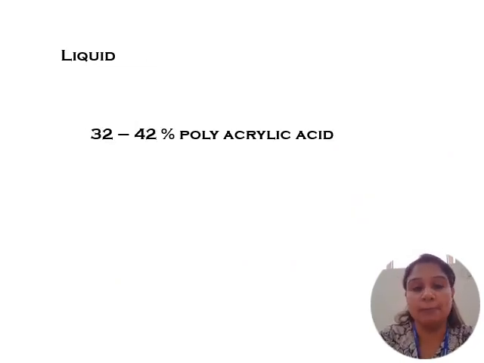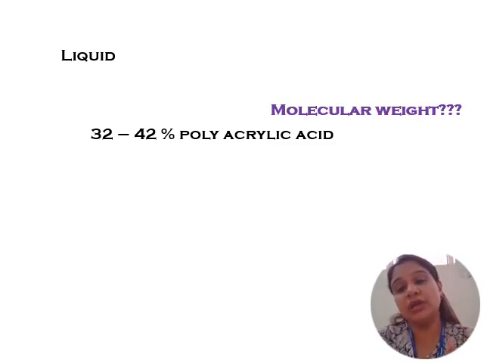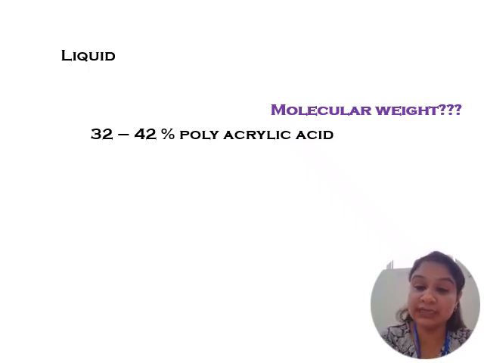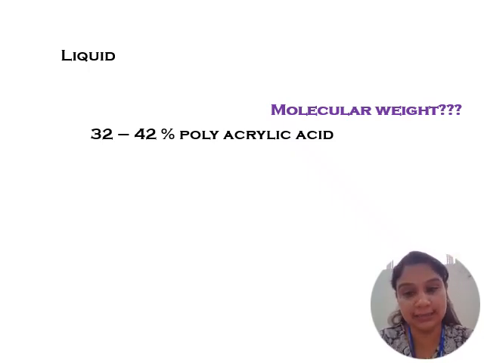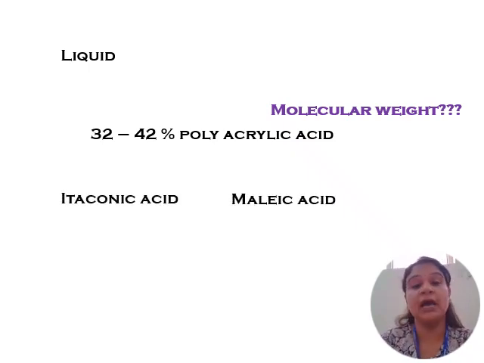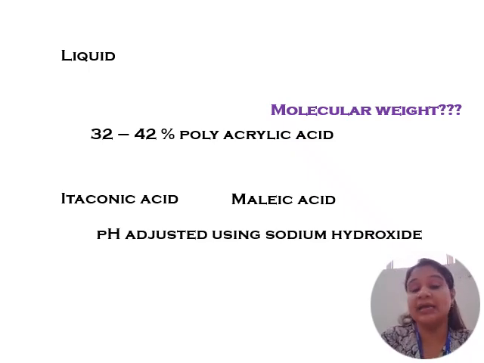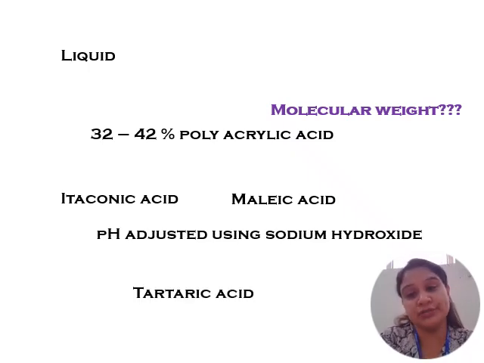Coming to the liquid component, the liquid has 32 to 42% of polyacrylic acid. So it has polyacrylic acid, right? So what is the molecular weight of this polyacrylic acid? The molecular weight ranges from 30,000 to 50,000 Daltons. So this molecular weight helps in chemically adhering to the tooth structure. Clear?